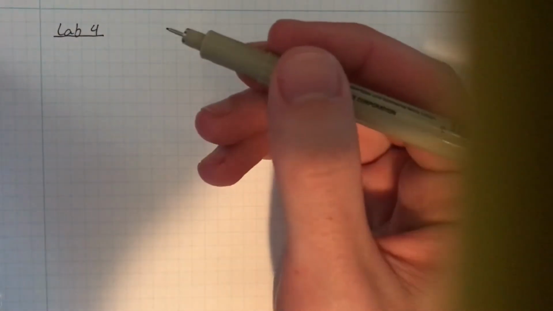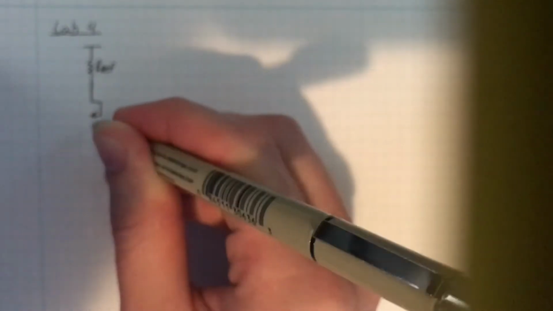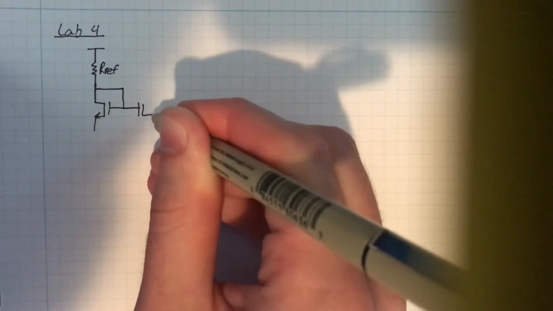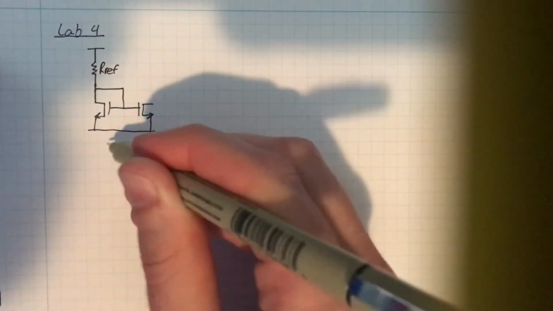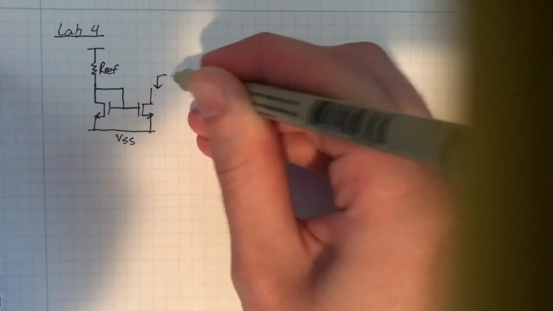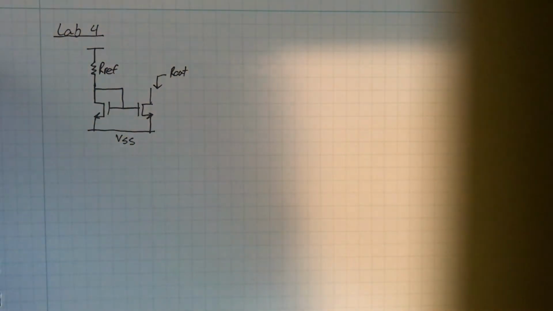So the first part of this pre-lab is to determine the output resistance of a simple current source. If I draw real quick here, VSS. We want to know the output resistance of that circuit.